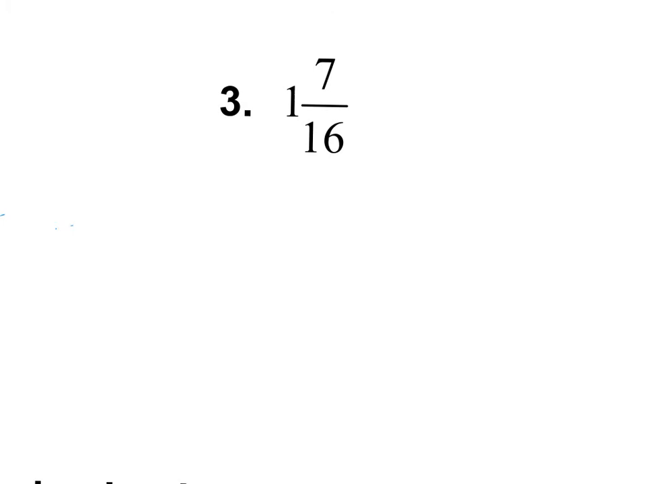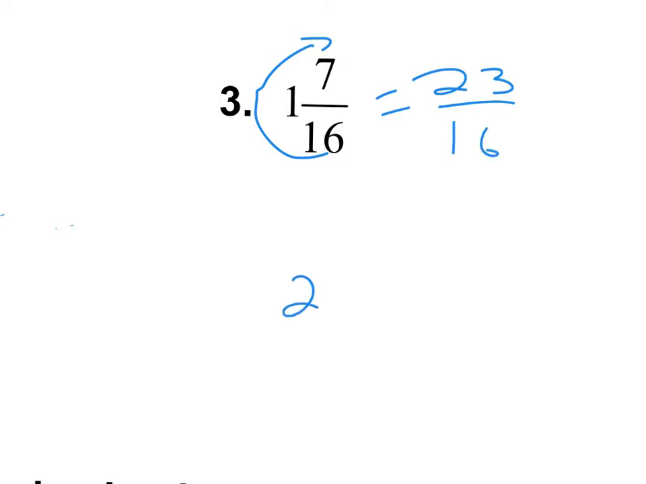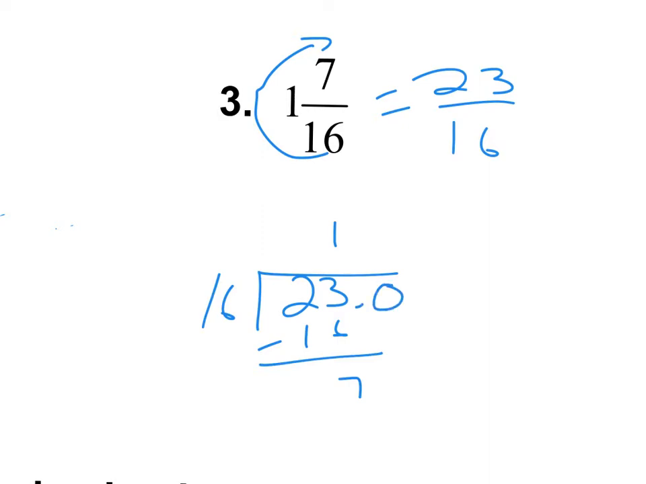Alright, so if we do it the same way, we do 16 times 1 plus 7. 16 times 1 is 16. 16 plus 7 is equal to 23 over 16. So we take 23 in the middle, 16 on the outside. 16 goes into 23 one time. Subtract that, we have a remainder of 7. We have a remainder, so I have to add a decimal, add a 0, drop that 0. Remember, when you add a decimal there, you have to add a decimal up top.